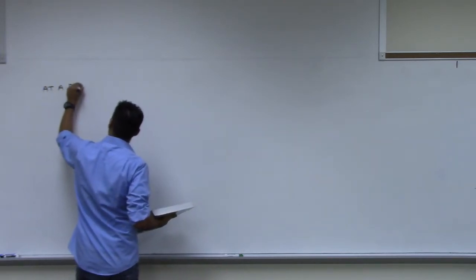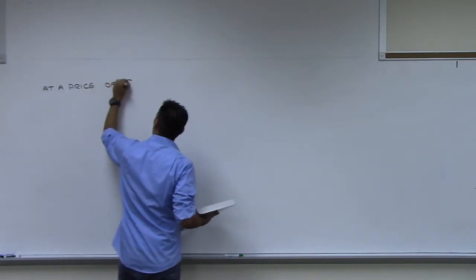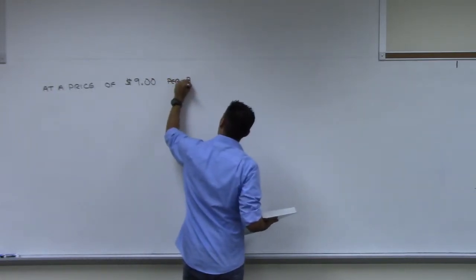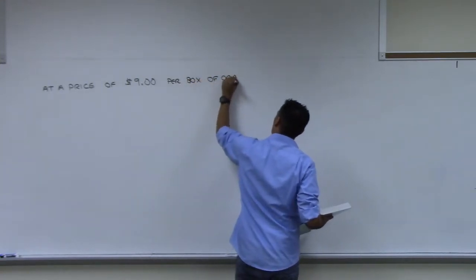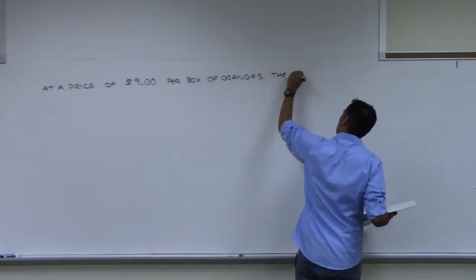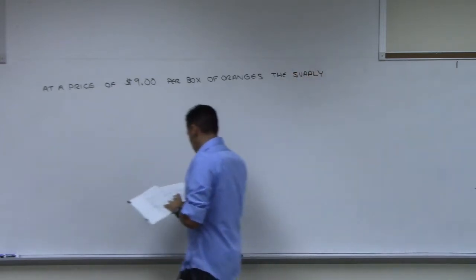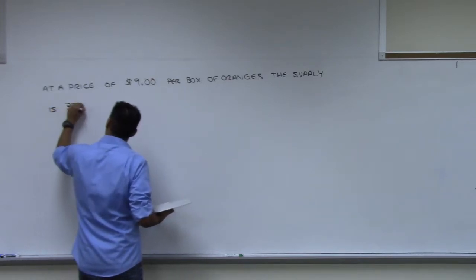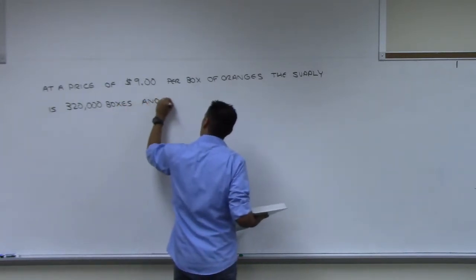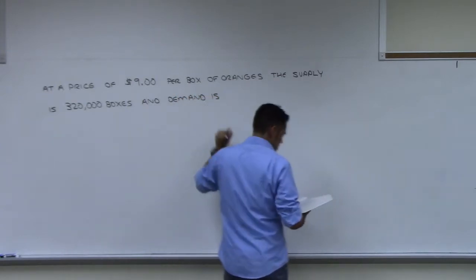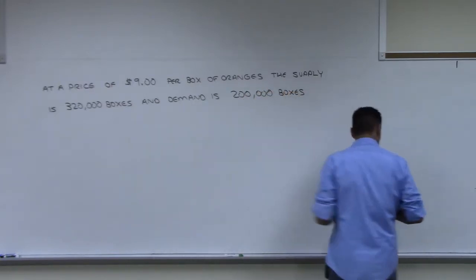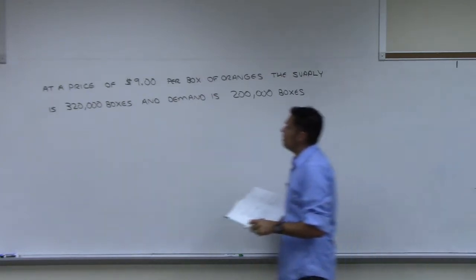At a price of $9 per box of oranges, the supply is 320,000 boxes. And demand is 200,000 boxes. Period.